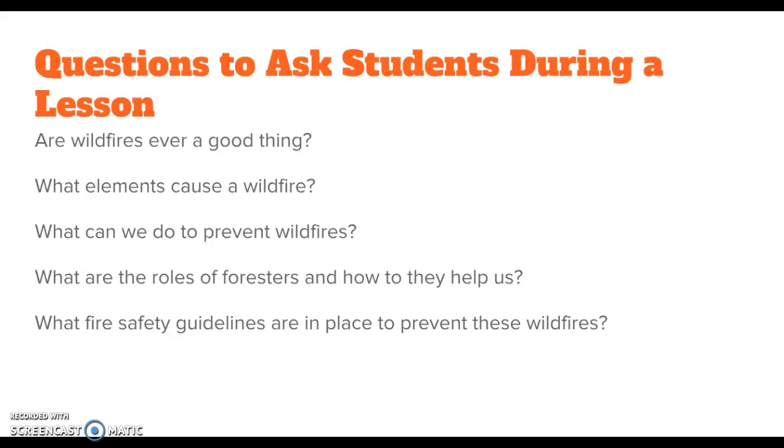As you're doing a lesson about wildfires, whatever you choose to do, here's some questions you could ask students during a lesson. Are wildfires ever a good thing? What elements cause a wildfire? What can we do to prevent wildfires? What are the roles of foresters and how do they help us? What fire safety guidelines are in place to prevent these wildfires? And of course, these can be modified or extended upon based on the grade level you teach.